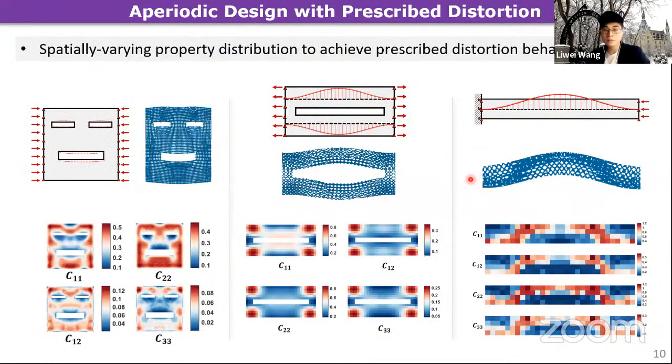We apply the proposed framework to design aperiodic structures with various target distortion behavior. For example, when you squeeze this little face, it will give you a smile. When you stretch this beam, it will show auxetic behavior. We tried a simple method but only obtained a structure with many gray or disconnected elements.